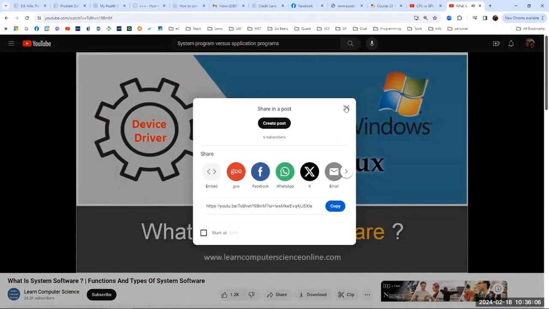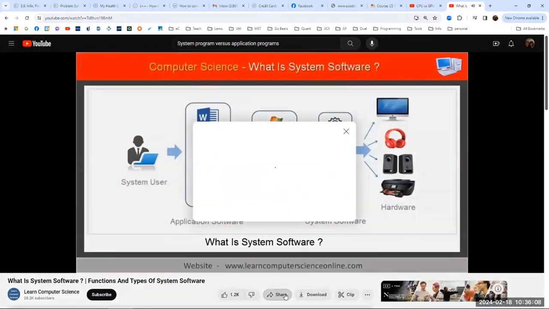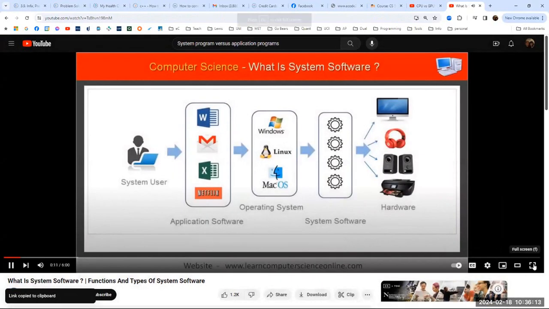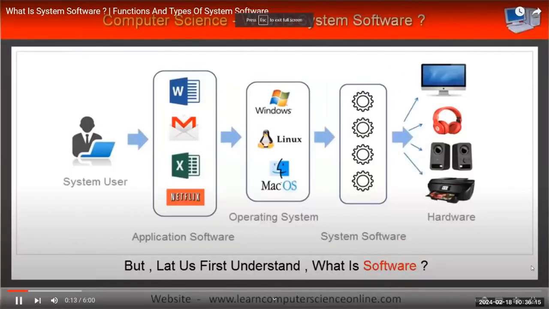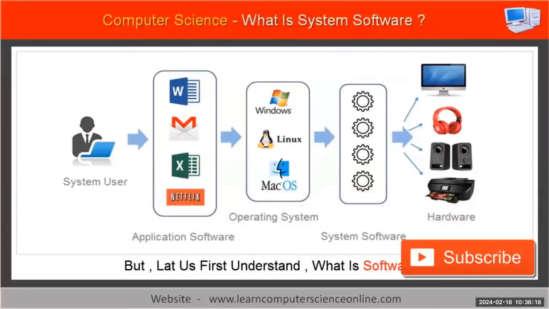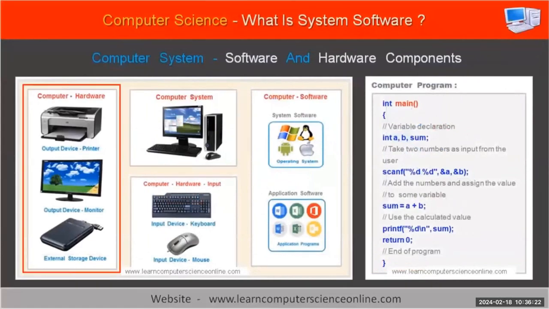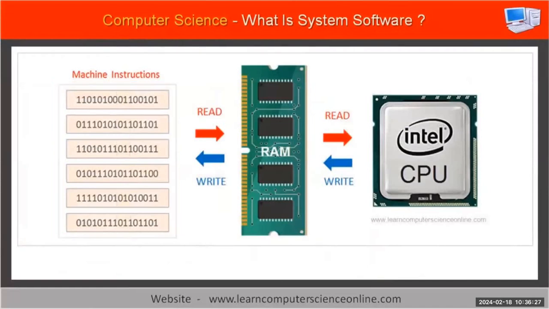Welcome to LearnComputerScienceOnline.com, and in this video, we are going to discuss what is a system software, types of system software, and its functions. But let us first understand what is a software, and then we will discuss what is a system software. The computer system consists of both hardware components and software components. A software is essentially a computer program that consists of a set of program instructions. These program instructions are loaded into the main memory of the computer to start the program execution.